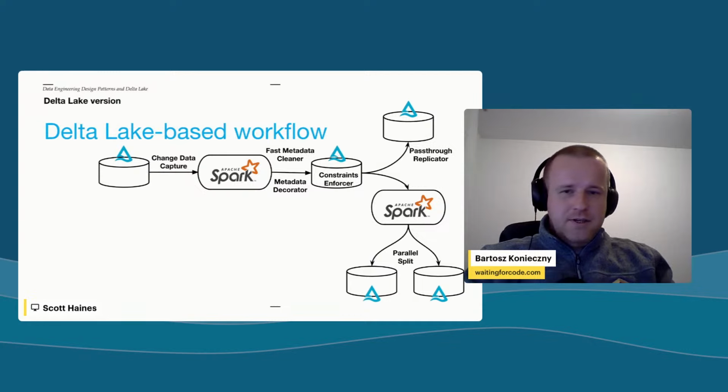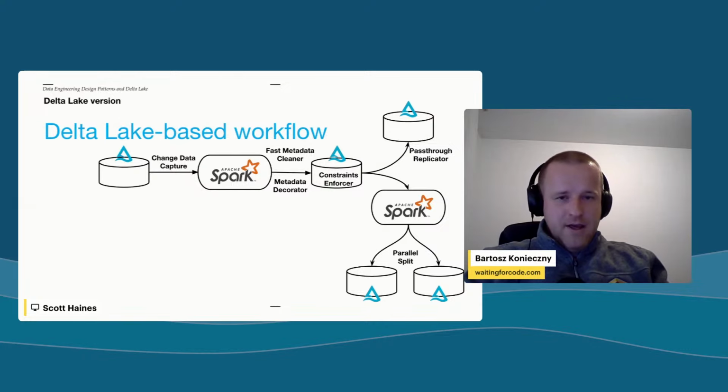Later, once we process the data, we have three patterns: the fast metadata cleaner to ensure idempotency very cheaply with metadata operations, the metadata decorator that is here to add some kind of additional context to the commits we are doing on Delta Lake, and finally the constraints enforcer that gives extra security and protection against data quality issues at the source level, so without any extra job running to control them.